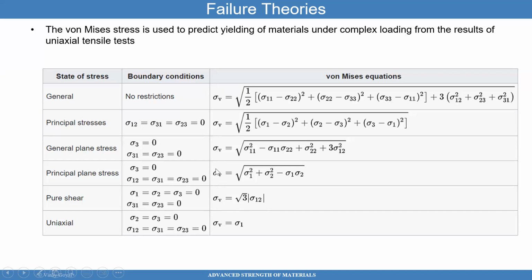And then you use that as your failure criteria to predict failure for the other cases, either the plane stress condition or the more general condition. These first two rows are equivalent, and the third and fourth rows are also equivalent. It's just that one of them is written in principal stresses and the other one is not.